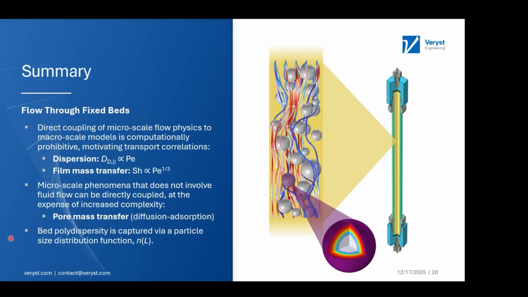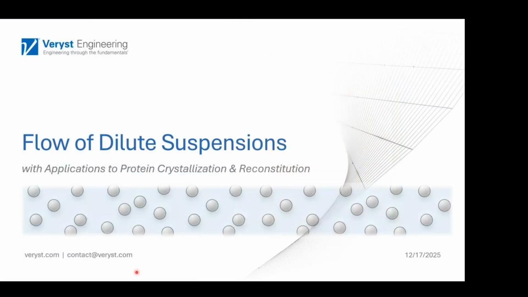I've also introduced the concept of a size distribution. And so for stationary fixed beds, the size distribution does not change. For suspensions, as I'll show in the next section, this will not be the case. You have to actually solve for the size distribution function in the most general case as a function of particle size, but also in space and time. And so that leads us directly into the next section of the webinar, which is on suspensions.